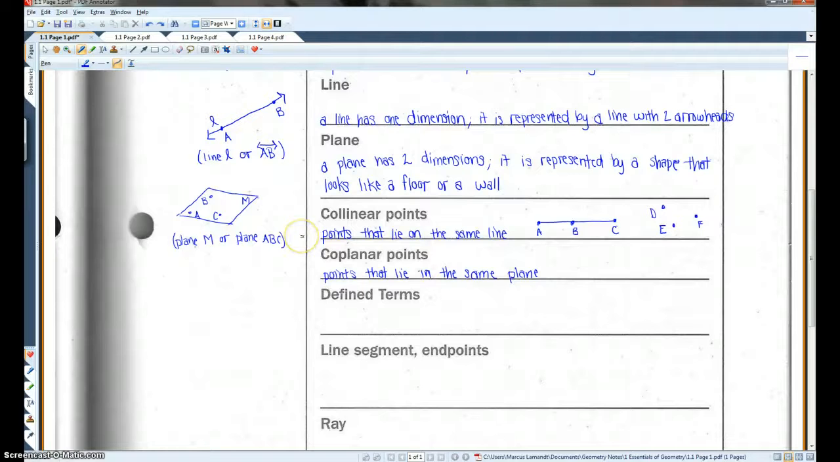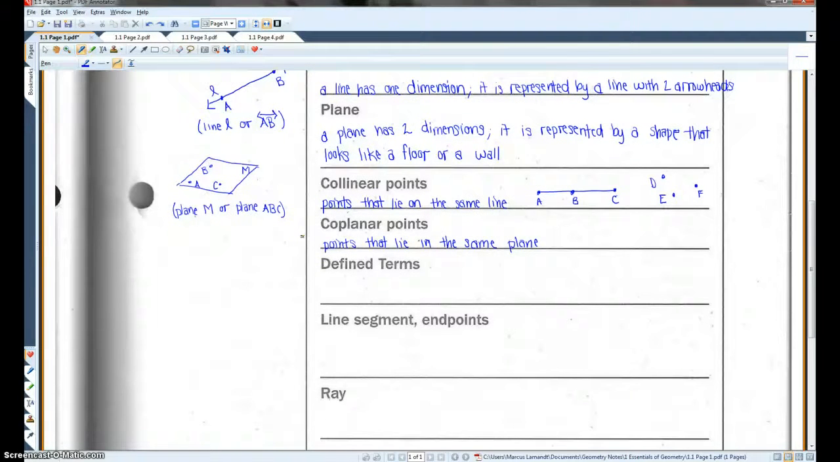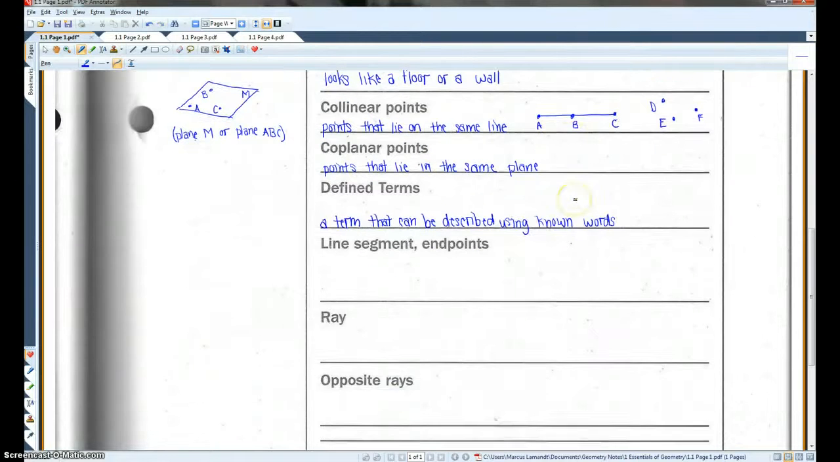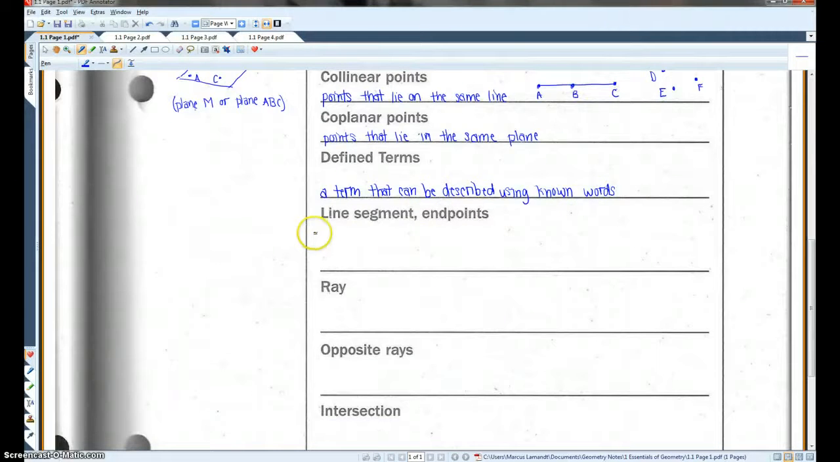Alright, a defined term. A defined term is basically the opposite of an undefined term. It's a term that can be described using known words. Okay? Alright. A line segment is basically a part of a line that consists of 2 points called endpoints.